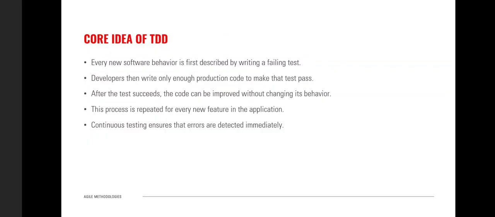The core idea of test driven development is very simple. First, write a test for a new requirement. Since the feature doesn't exist yet, the test fails. Next, write only enough code to make the test pass. Finally, improve or clean up the code without changing its behavior. This process is repeated for every new feature throughout the project.